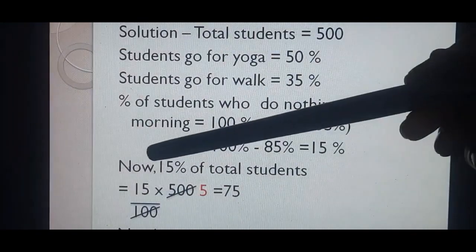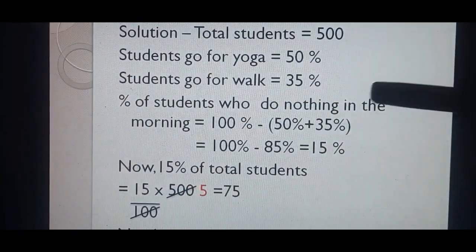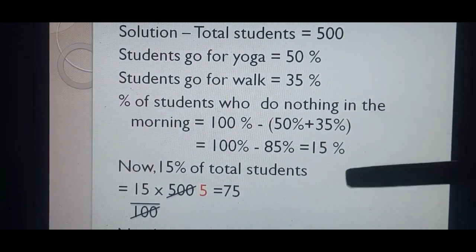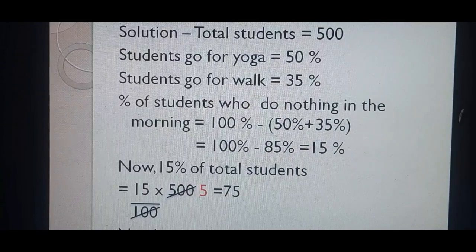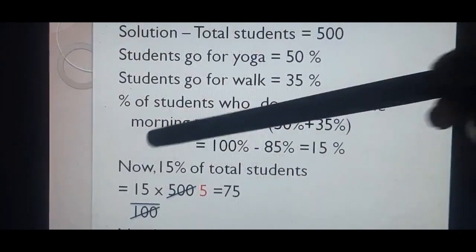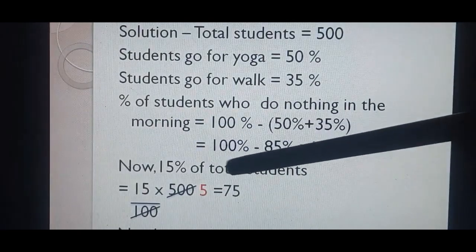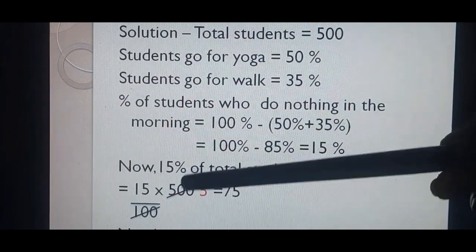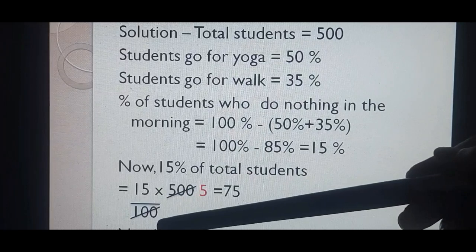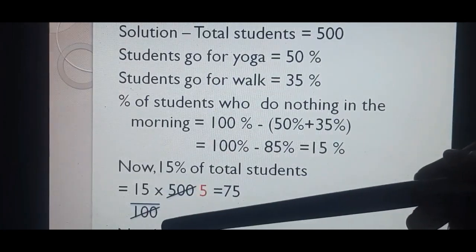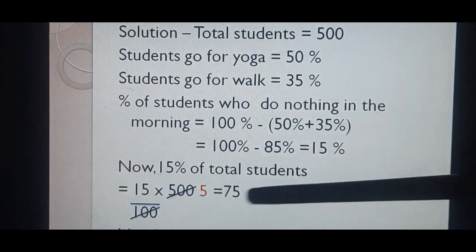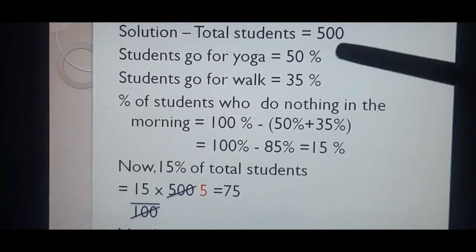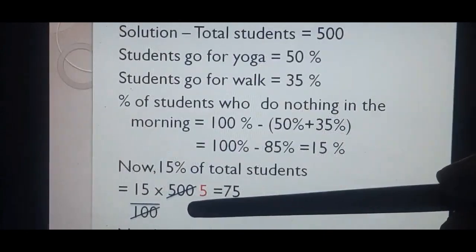Okay. Now the question is, how many students? आपसे percentage नहीं पूछा, they are asking the number. So we will convert now the percentage into the number of students. Now 15% of total students. 15 percentage means 15 upon 100. Multiply by total students, which is given here as 500. So we will write here 500.